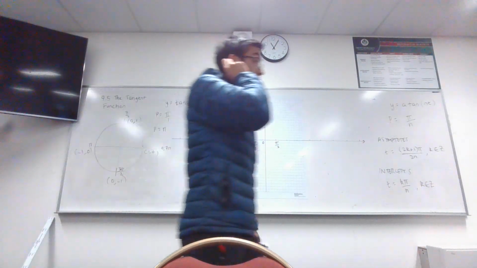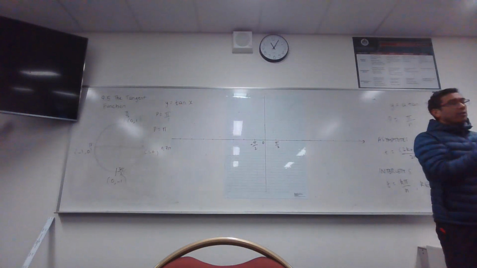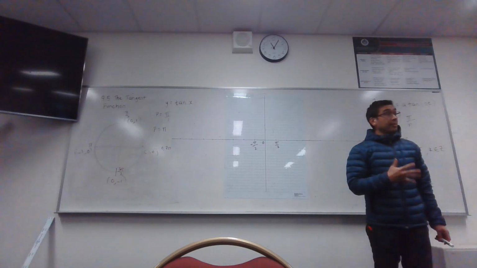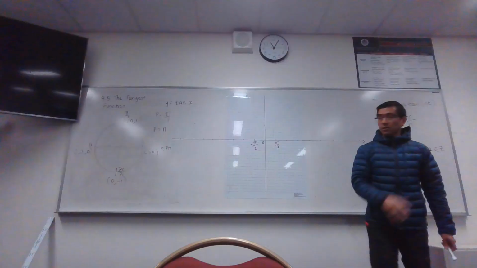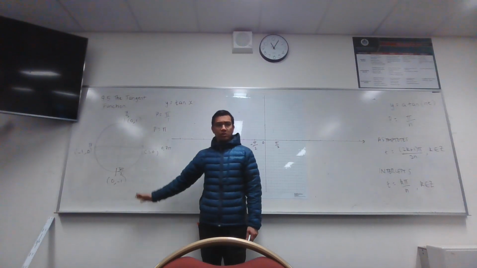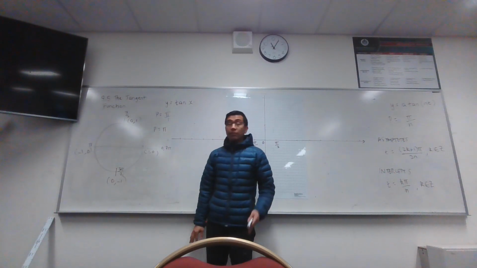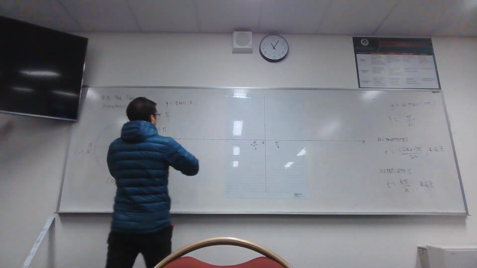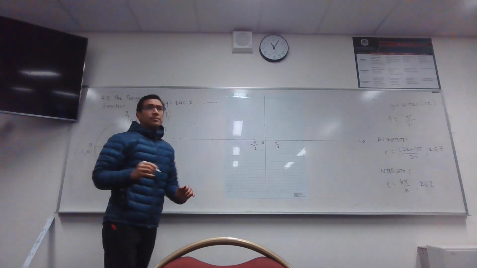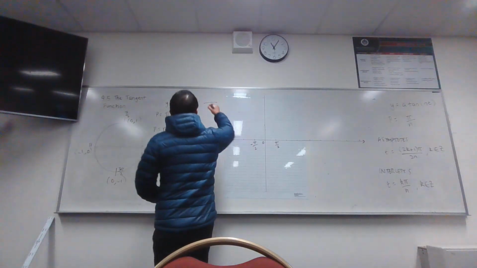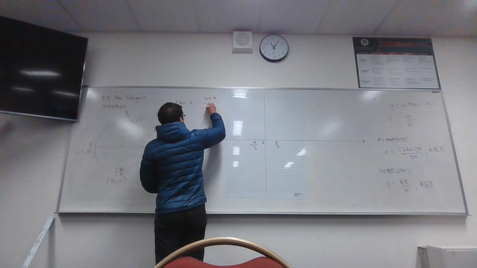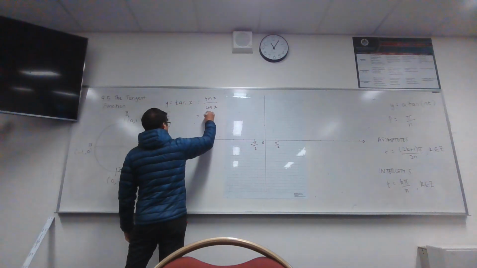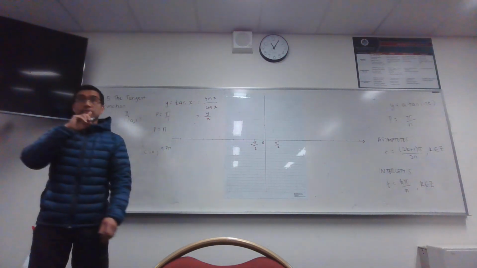So the tangent graph, some of you already know how it looks, but I just want to explain why it does the weird thing it does. For example, we've got our unit circle here. Remember, tan is something over something. What's something over something? It's sine on cos. Another way of saying that is it's the y coordinate over the x coordinate.